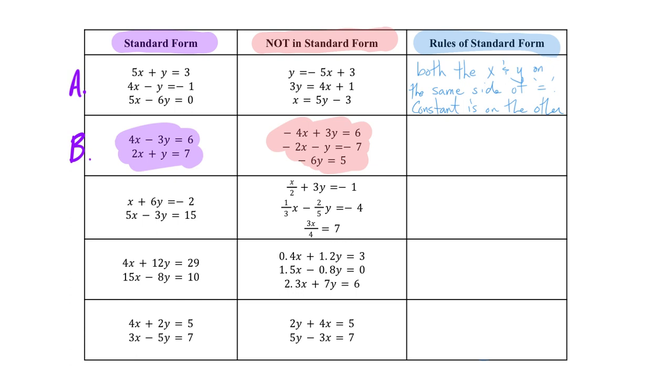Okay, so I take a look at two of those equations in particular, and they both have x and y on the same side of the equal sign and a constant on the other, but somehow those two equations are not in standard form. So what makes the red highlighted equations different than the purple?